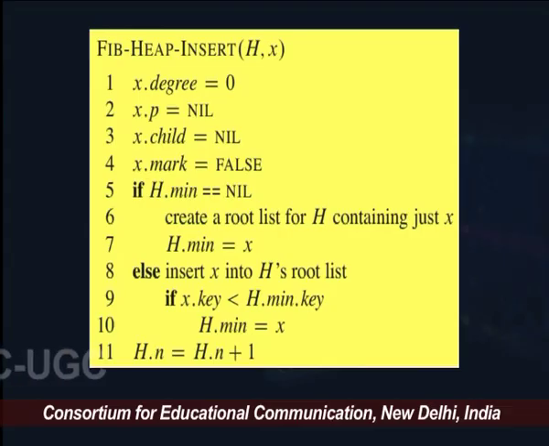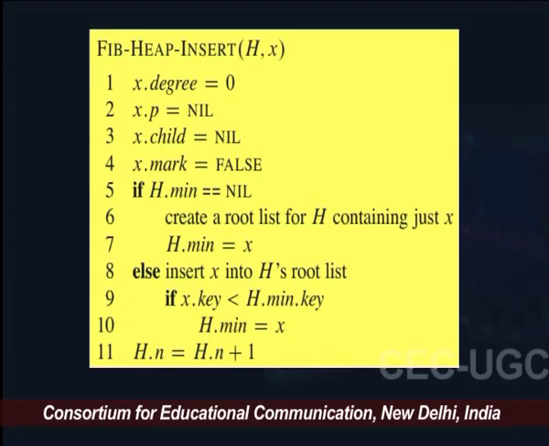If h dot min equals nil, then we need to create a root list for h containing just x. h dot min equals nil means that you do not have any tree within that Fibonacci heap. So, h dot min now will point towards x, because that is the only element now available with your Fibonacci heap.